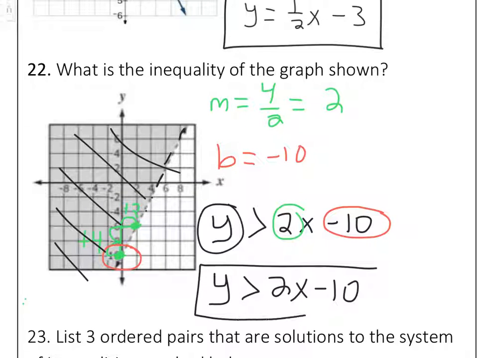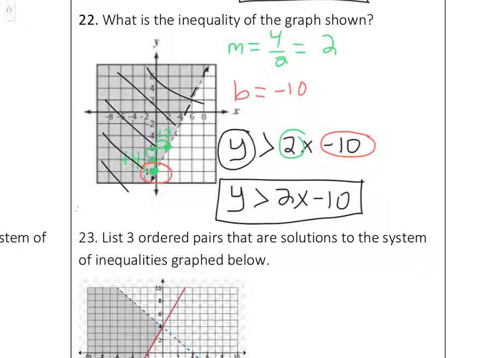Okay, so at the very least, when you get to a test, at least get your slope and your y-intercept, so then you can start eliminating some answers. And also, if it's a dashed line, you know it cannot have a solid line underneath the inequality. What I mean by that is one of these guys, either less than or equal to or greater than or equal to, that you will not see on this one because it's a dashed line. If it's a solid line, you will see one of those.